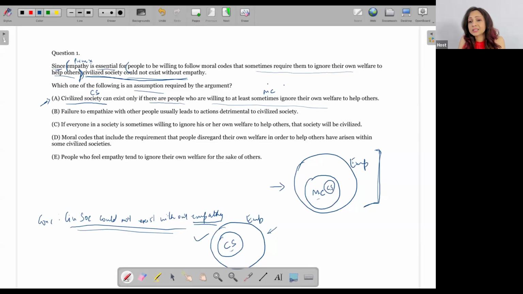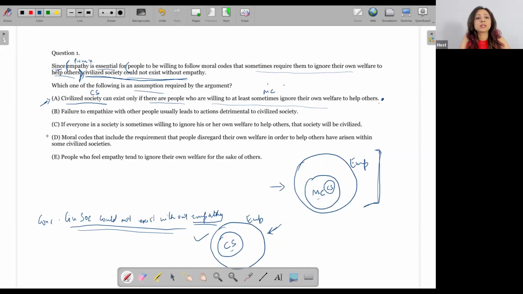Now, if this is the data that is given to me, then the conclusion does make sense. I do need this particular data. This now makes sense, right? Because using this, I can say that yes, empathy is required for CS. Empathy is also a superset of CS, right? So then I can easily see that this seems to be absolutely okay. This seems to be the answer.